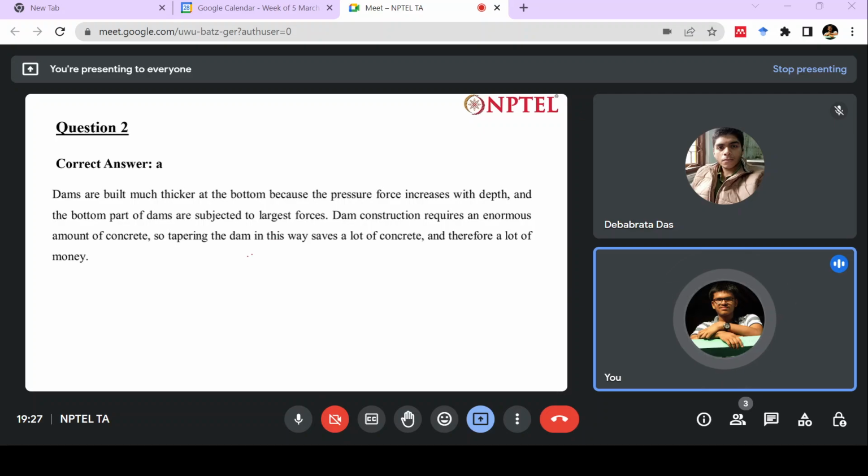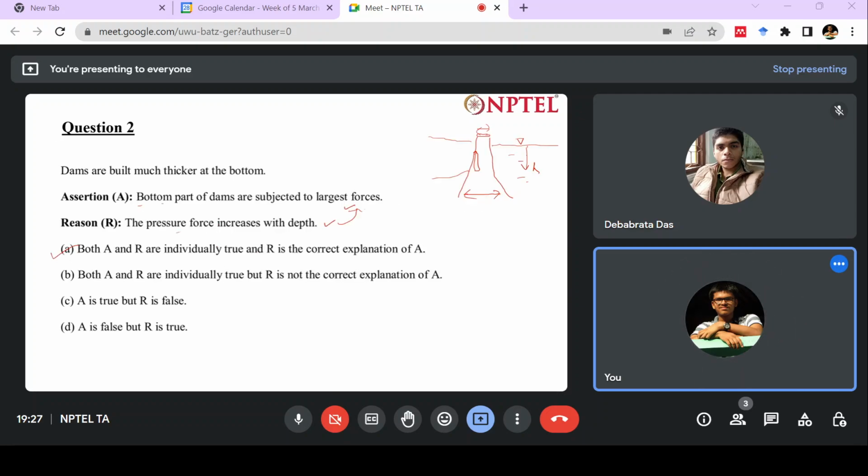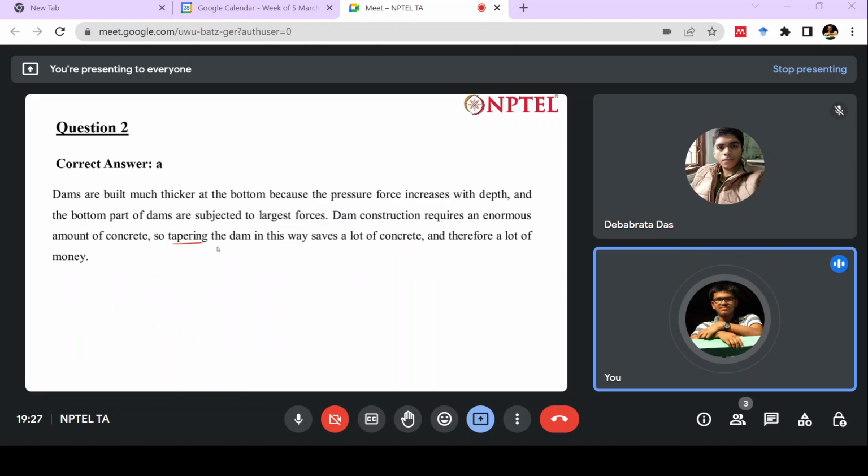This is called tapering of the dam. This is a tapered shape. You may have heard of tapering in your design course in mechanical engineering.